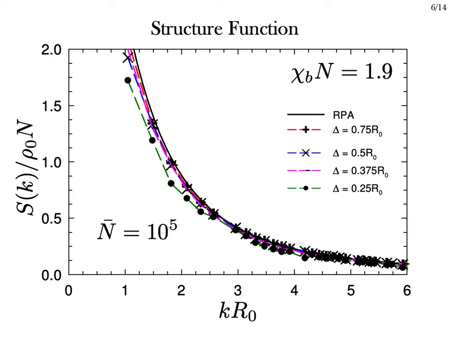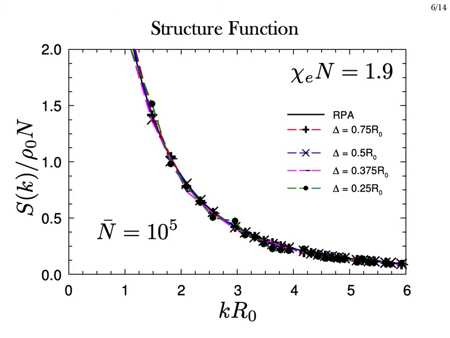Different sets of data correspond to different resolutions. For the most part, the data overlap, but you'll notice that the finest resolution deviates a little from the others. When we change to looking at simulations conducted at all the same effective chi, the overlap improves and they all agree quite well both with each other and with RPA.